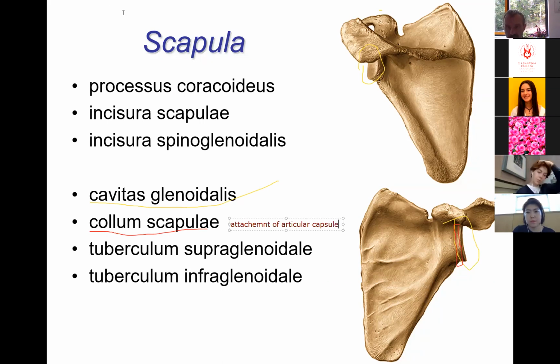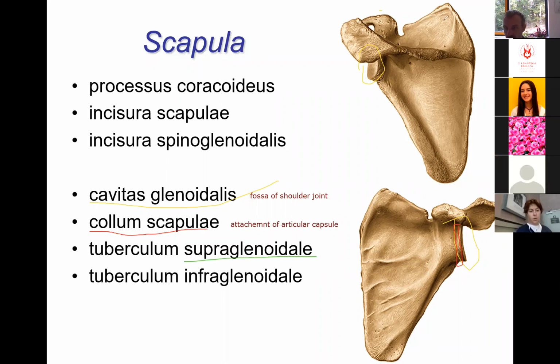And the glenoid cavity is a fossa of the shoulder joint. And then supraglenoid and infraglenoid tubercle. According to the name, it is above and below the glenoid cavity. So the supraglenoid tubercle is located somewhere here above, and the infraglenoid, of course, below.